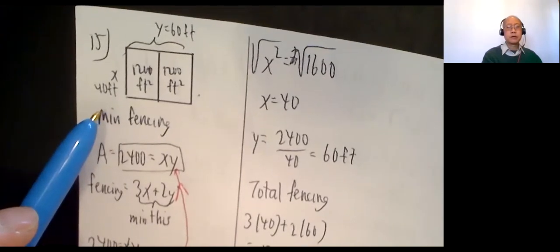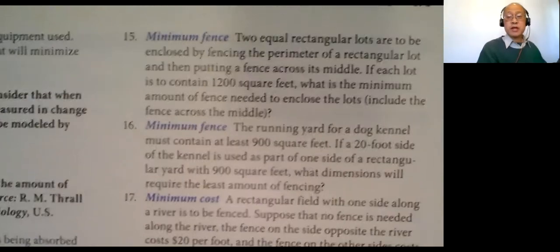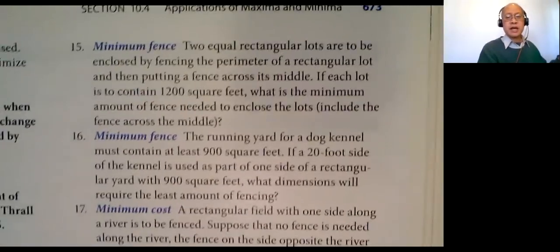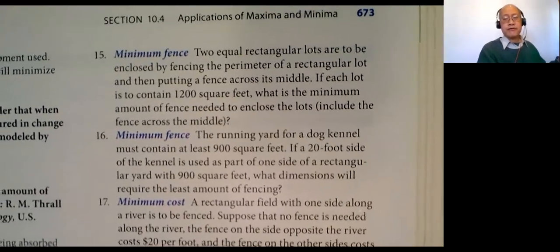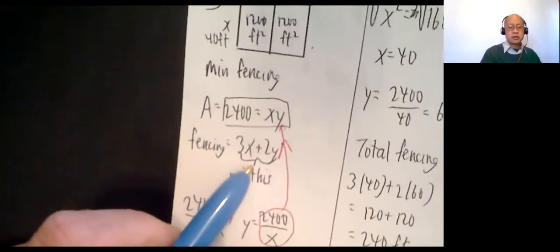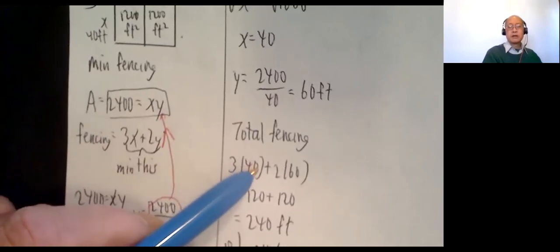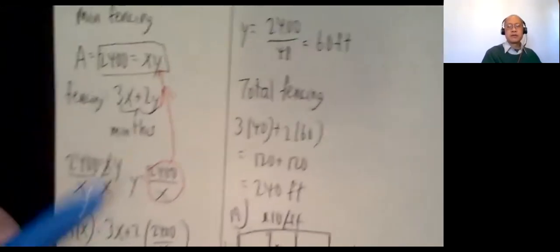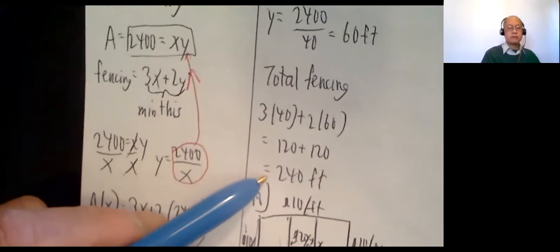Then of course, for any word problem, you want to make sure you answer the question. The question is, what is the minimum amount of fence needed to enclose the lots? So I have to go to the hardware store and buy fencing. How much do I need to buy? The amount of fencing was 3X plus 2Y. So I just multiply 3 times the X, which was 40, plus 2 times the Y, which was 60. So it's 120 plus 120, 240 feet. So the final answer is 240 feet.